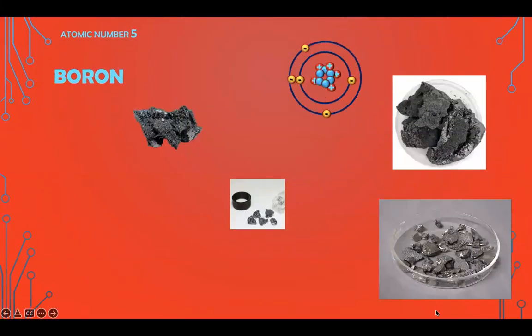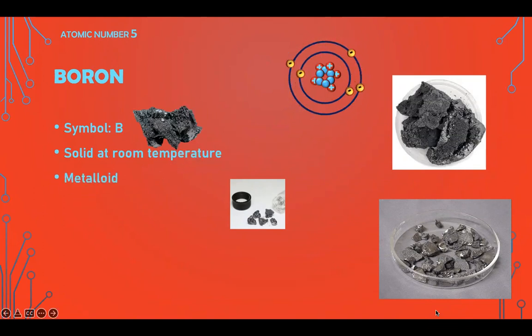Now we come to boron. It's a pretty interesting element. Boron has a single letter symbol, which is B. It is a solid at room temperature, and it is a metalloid. Metalloids basically have the shared characteristics of both metals as well as non-metals. So we'll get to that a bit later in the slide.